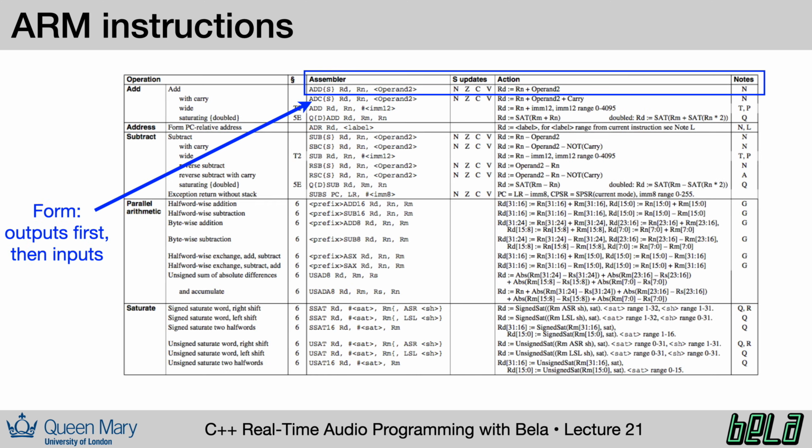Let's look back at this table of instructions again. Notice the format of the instruction. First we have the name of the instruction, then we have the register that will hold its output, and finally we have the inputs. In this case, the meaning of the add instruction is that register RD is equal to register RN plus this thing called operand 2. This operand 2 business comes up all over the place on ARM. What does this mean?